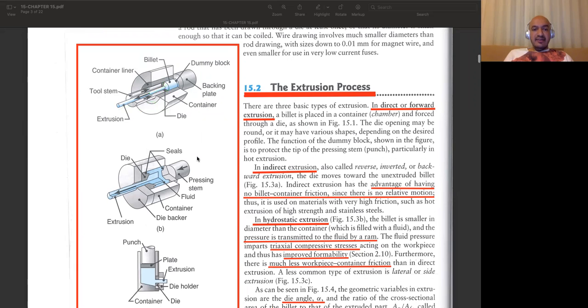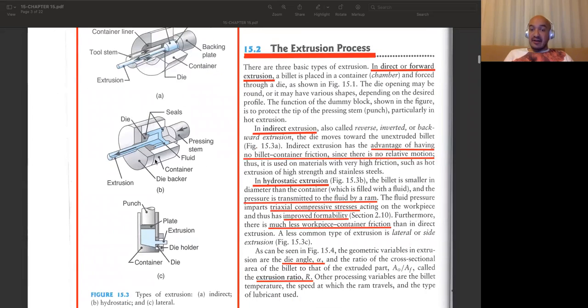Now let me have a look at the hydrostatic extrusion. The main difference is that, as the name implies, we make use of an extra fluid. In the previous ones, we don't have any fluids. The motion is transferred directly with the help of mechanical means, components, tools.